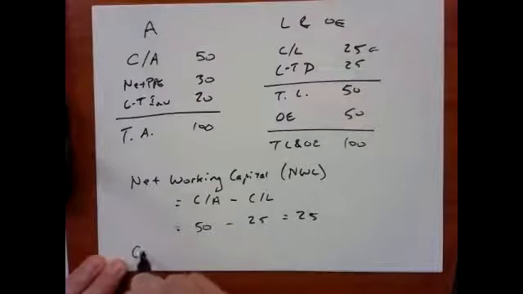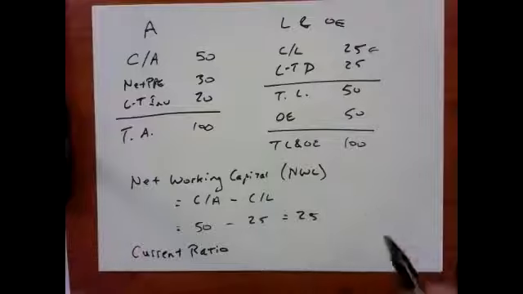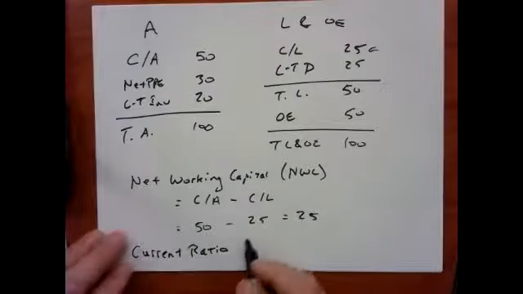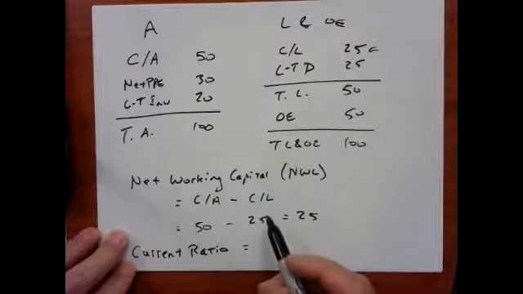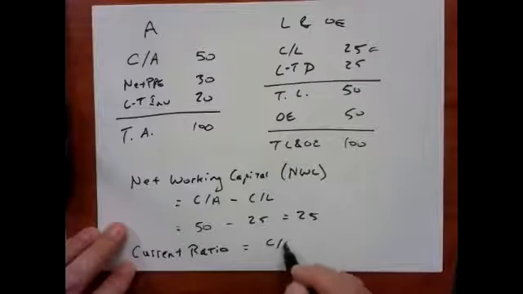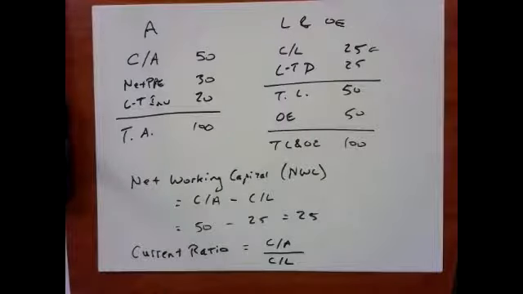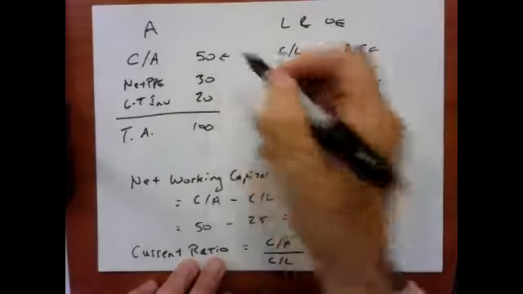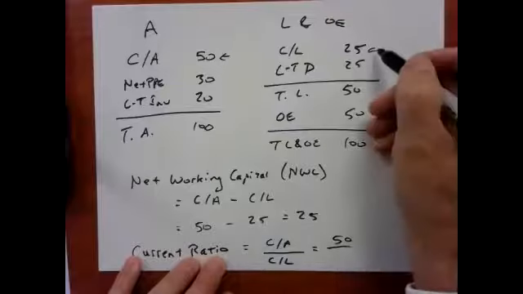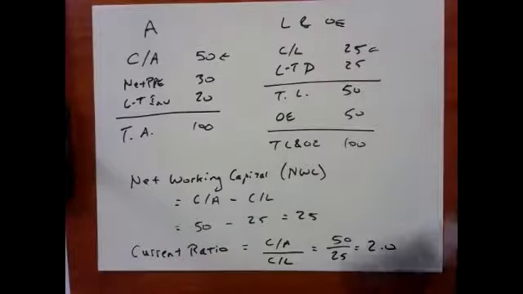Another measure that's related to this one is called the current ratio. So this one is a ratio, not an absolute measure, right? The current ratio is drawn from the same data as the net working capital measure. And it is simply current assets divided by current liabilities. So in this case, our firm has 50,000 in current assets and 25,000 in current liabilities, for a current ratio of 2.